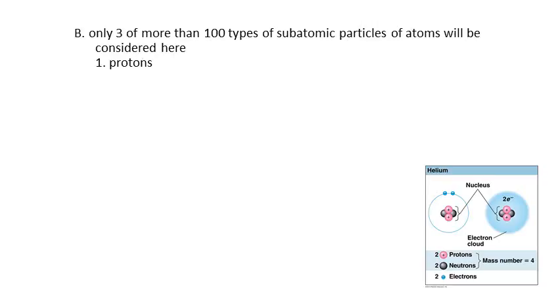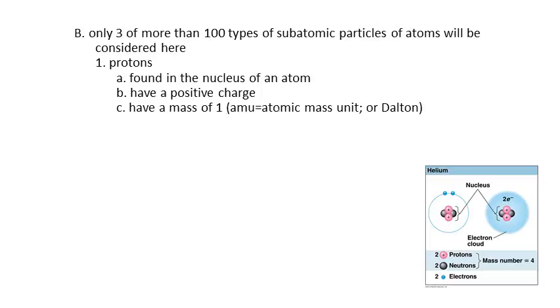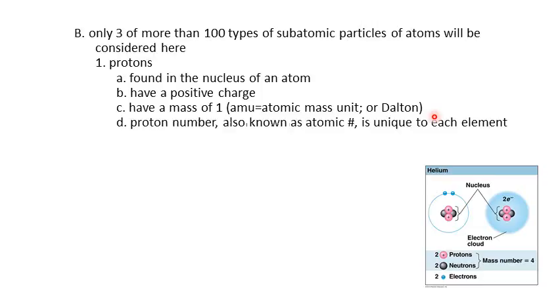So protons, we've already identified. They're found in the nucleus of an atom. They have a positive charge, and I didn't mention this a minute ago, but they have a mass of 1. And that mass unit is called an atomic mass unit. It's not a pound, it's not an ounce. It's called an atomic mass unit, or sometimes it may be called a Dalton. But Dalton and atomic mass units are synonymous, essentially.